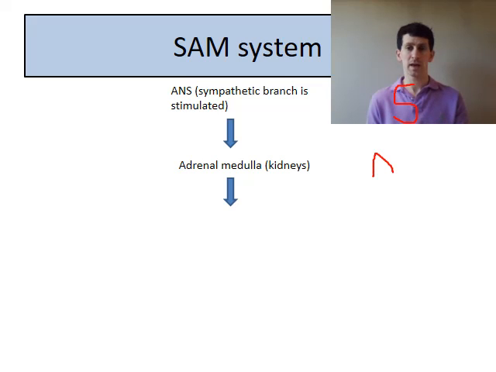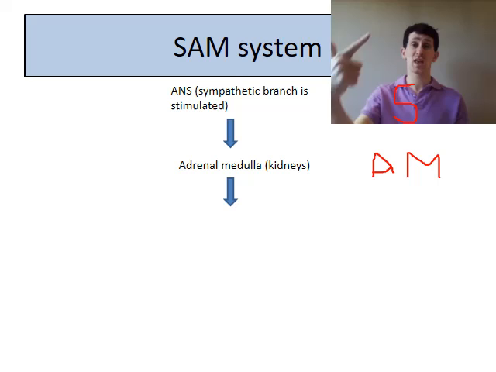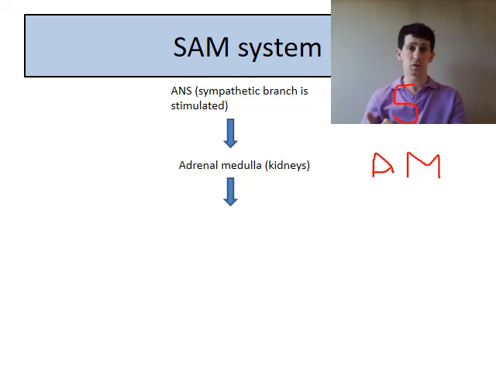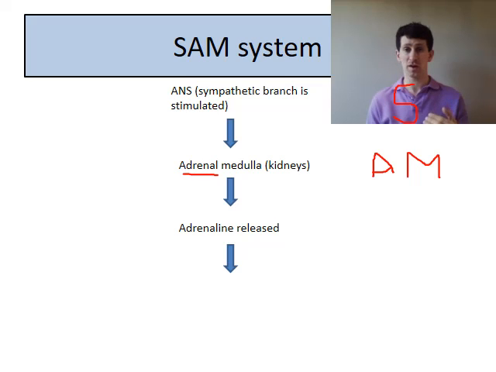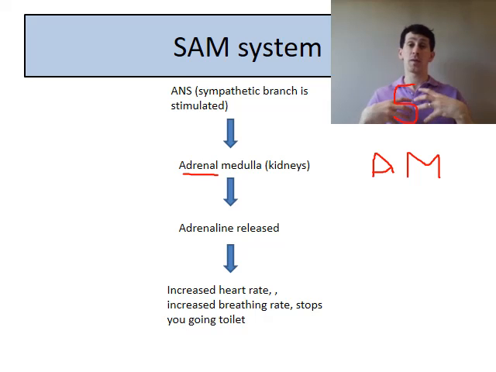Okay, and that's where we get the A and the M from. So we've got the sympathetic branch to stimulate, which then stimulates the adrenal medulla. And the adrenal medulla, you should be able to get from the word adrenal, releases adrenaline. Okay, and adrenaline is that hormone that will increase our heart rate, increase our breathing rate, etc. So it brings about that fight or flight response.